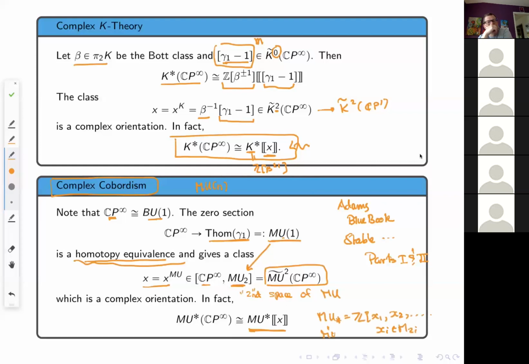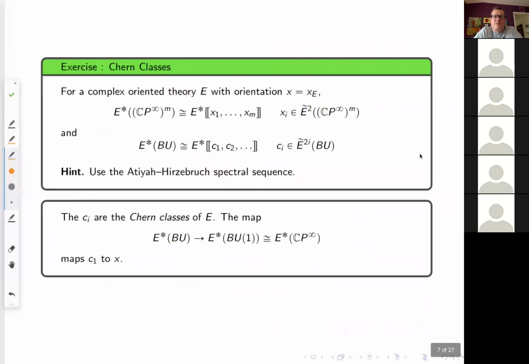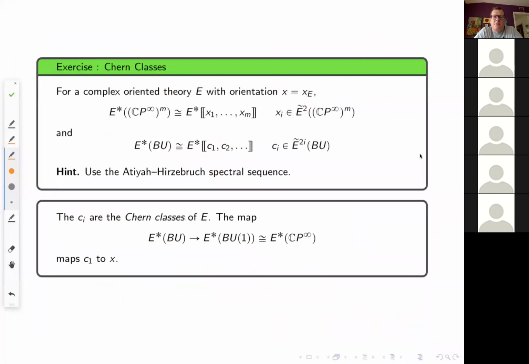So this is MU minus star, and again, completed on X. Okay, so there's a clear pattern. Dan: I've noticed that in all your examples so far, E star of CP infinity is just E star power series in X. Is that going to be true forever? Are we going to see examples where that doesn't hold and so forth?